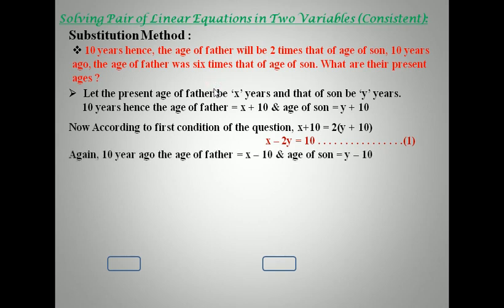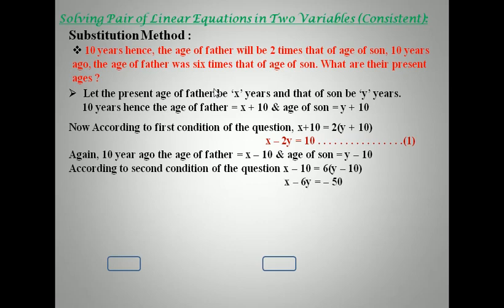Again, 10 years ago, the age of father will be x minus 10 and age of son is y minus 10. According to the second condition, x minus 10 is equal to 6 into y minus 10. By simplifying, we get x minus 6y is equal to minus 50. Therefore, x is equal to 6y minus 50. Let us call that equation 2.